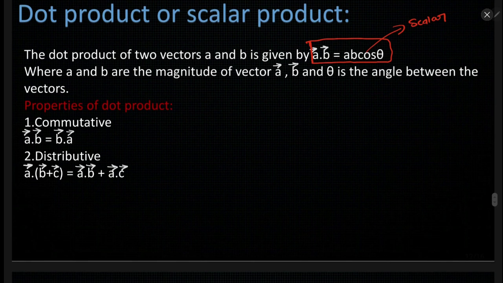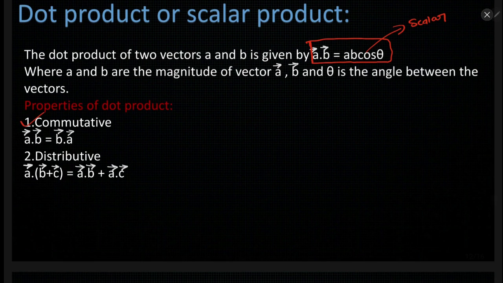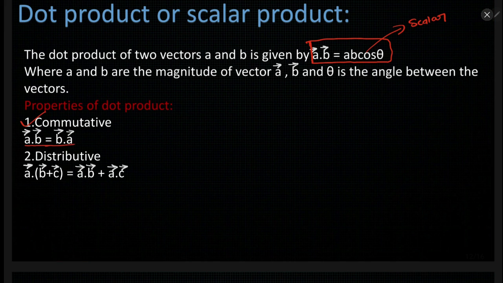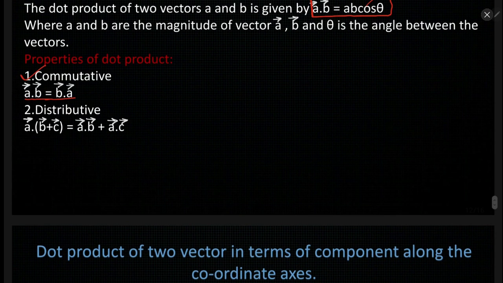The properties of dot product are: it is commutative, which means A dot B is equal to B dot A, and distributive as well. A dot (B plus C) is equal to A dot B plus A dot C.